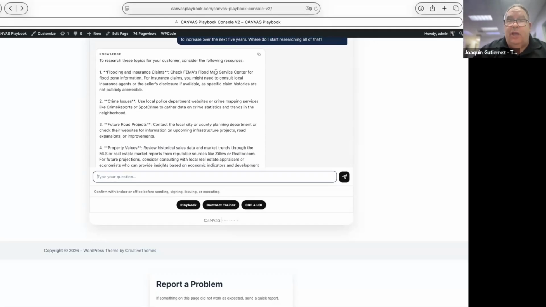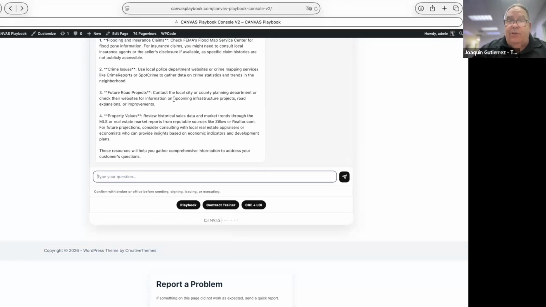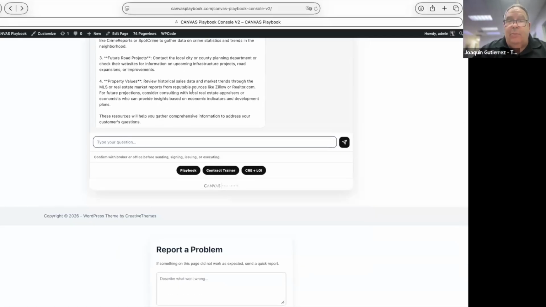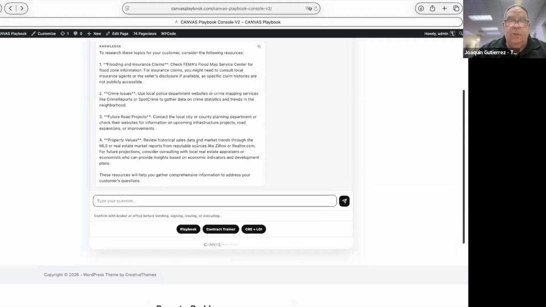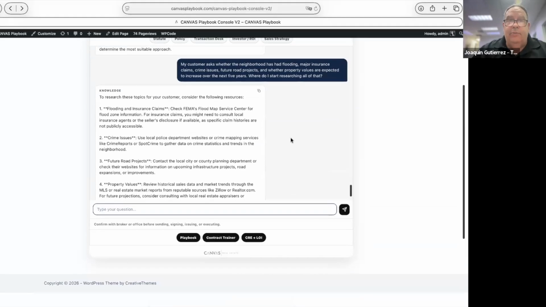Flooding and insurance claims, check FEMA's flood map. Crime issues, use local police department websites or crime mapping services. Future road projects, contact the city or local county planning. Property values, review historical sales and market trend data through the MLS, or, I can't believe it said Zillow. I should put something in here that says never use the word Zillow. You would use RPR for that to see trends and so on. But yeah, Zillow got in there.